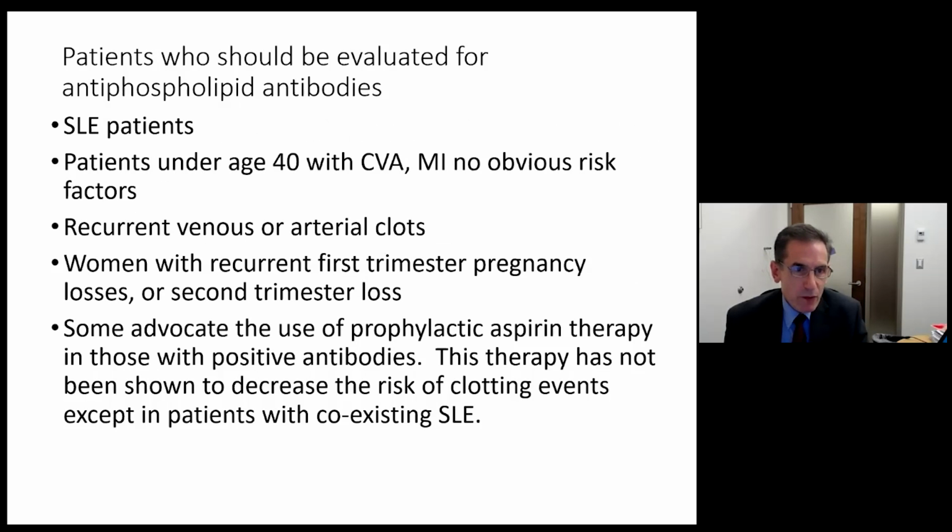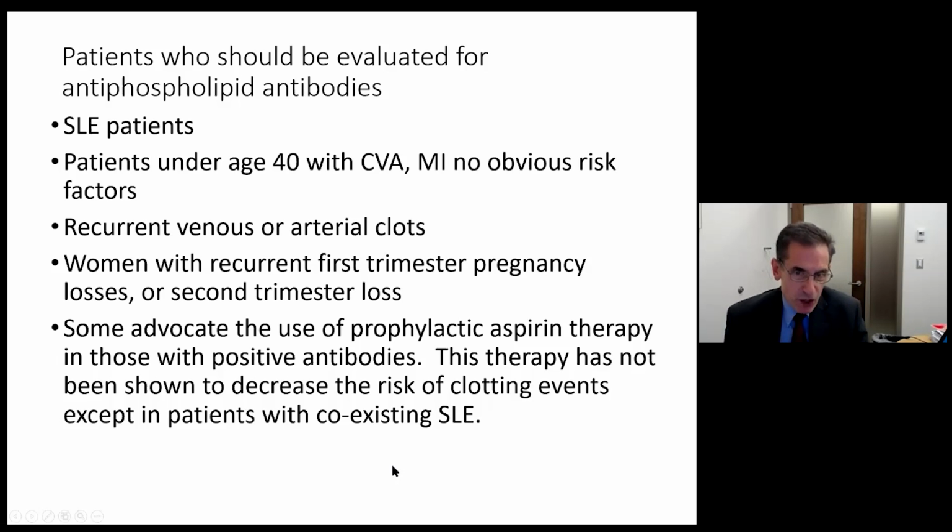Who should be evaluated for antiphospholipid antibodies? Generally, lupus patients are, because they tend to have antiphospholipid antibodies frequently and are at a higher risk for developing antiphospholipid antibody syndrome. Patients under 40 with a CVA, MI, or no obvious risk factor for these things. Patients with recurrent venous or arterial clots. Women with recurrent first trimester pregnancy losses or a second trimester loss.